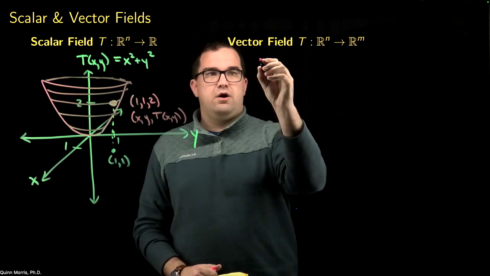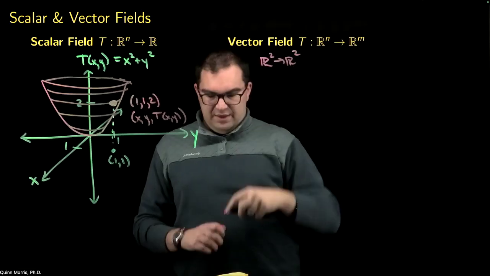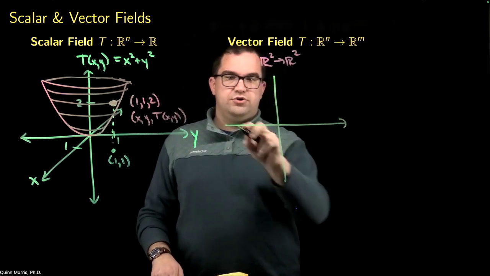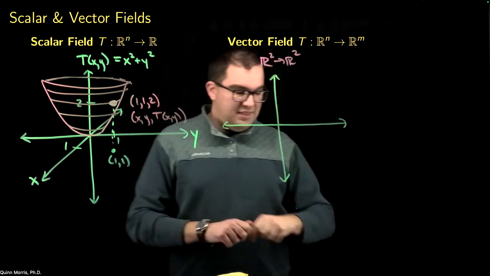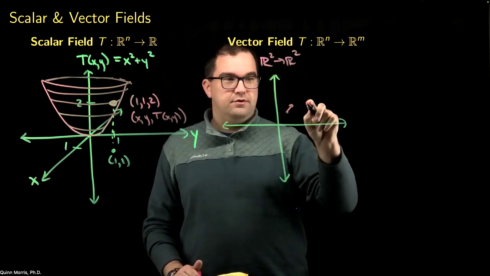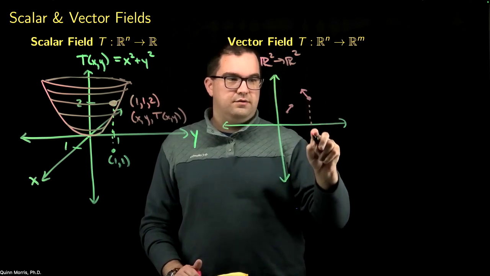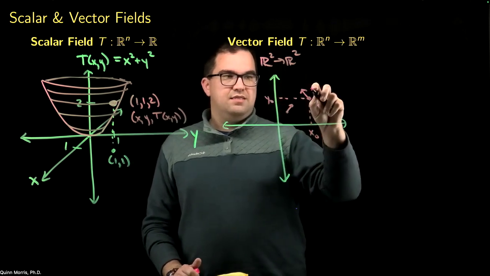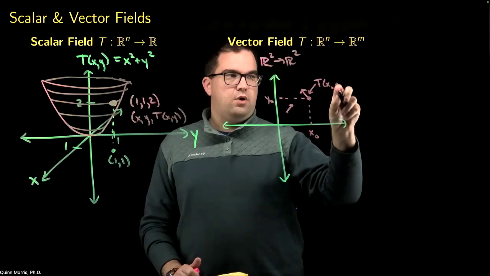Okay. Now, when we go to represent vector fields, let's say we were thinking about a vector field from R2 into R2, one way we might think about that is to draw all of R2. So this plane is representing my domain. And then at each point in my domain, I could draw the little vector output, right? So if this is the point x naught, y naught, then this vector drawn here is T of x naught, y naught.